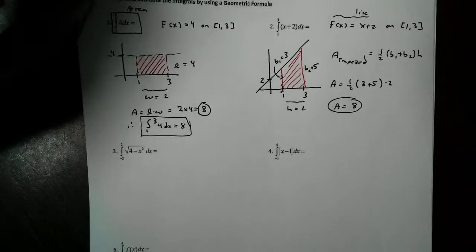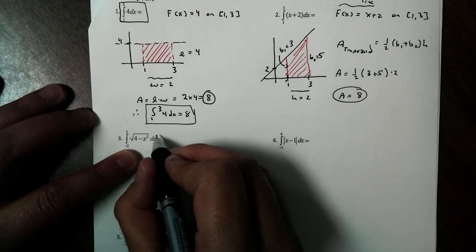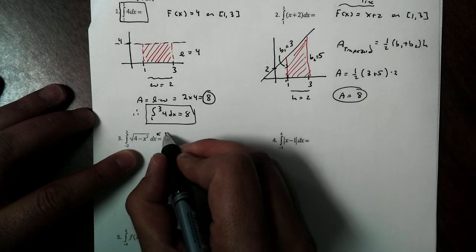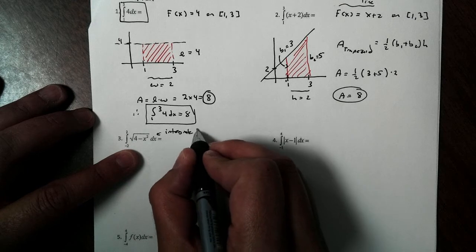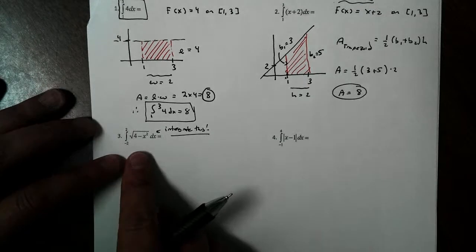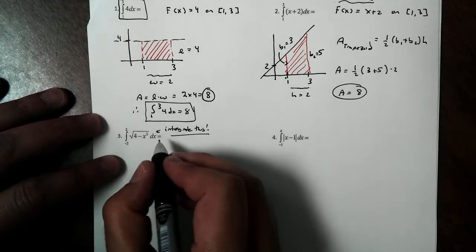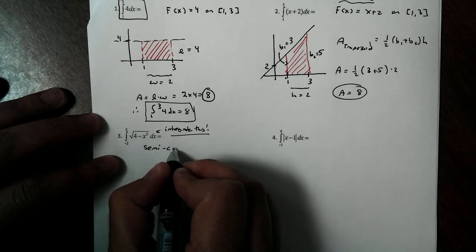Okay, 3 and 4. Listen carefully. For number 3, we can't integrate this one. Now you might be thinking, Mr. Warner, what are you talking about? There is no possible way to integrate this. Okay? We don't integrate this ever. So we recognize the shape. Sometimes we recognize the shape. This is a semicircle.